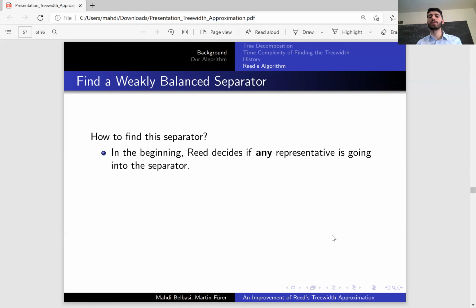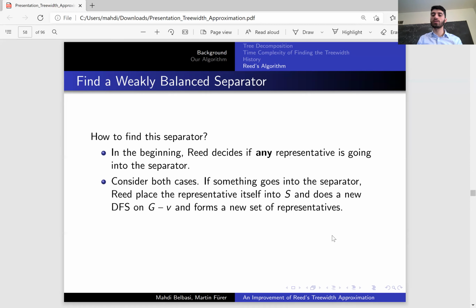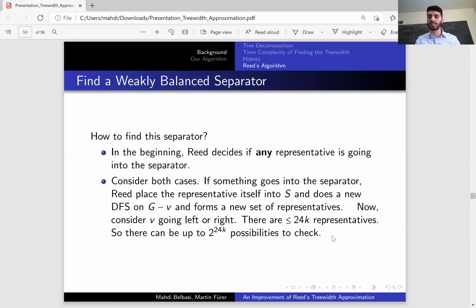So how to find these separators? In the beginning, Reed checks the possibility that at least one vertex goes into the separator. So he first looks at the possibility going into separator and not going to the separator. Once he handles that, and now nothing is going to go into the separator, only then he decides every vertex going left or right. Right? And if something goes into the separator in the beginning, he places it there and removes that from the graph and does a new DFS from scratch, which is costly and might form a new set of representatives.